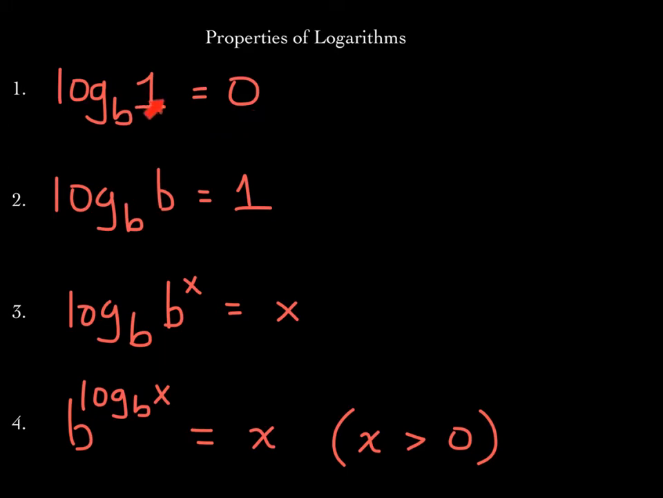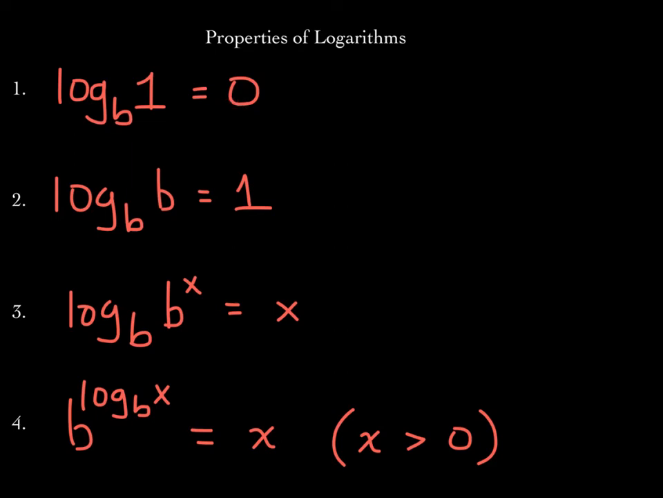So you can interpret this first property as follows. If the argument is 1, then the answer, the logarithm, is equal to 0. Whenever the argument is 1, then the exponent, remember a logarithm is an exponent, so this represents the exponent over here, is always going to be 0.